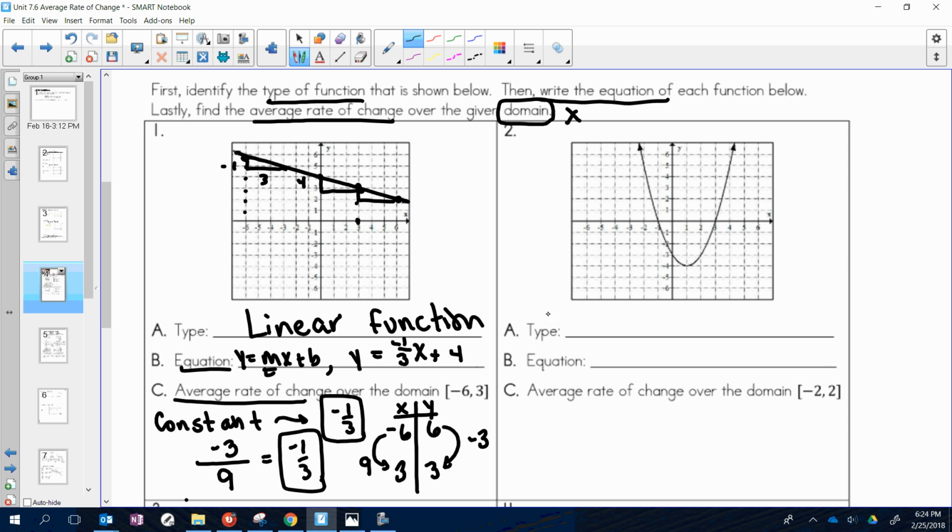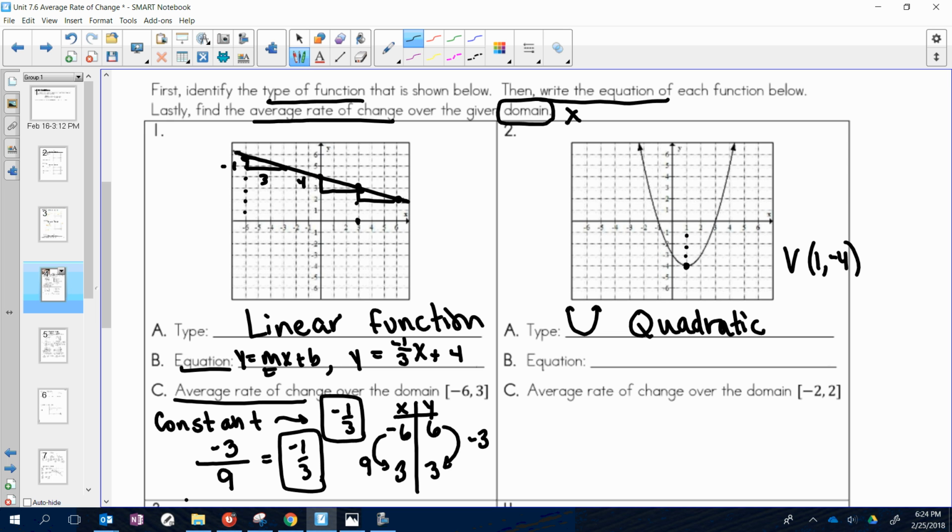Question 2, what type of function is this? Well, it goes like this. That is a parabola, but the type of function is quadratic. The equation, let's find the vertex. The vertex is at 1, 1, 2, 3, 4. So the vertex is positive 1, negative 4.